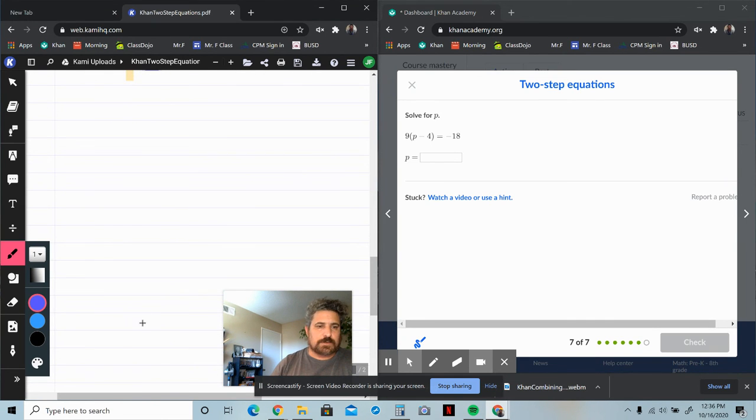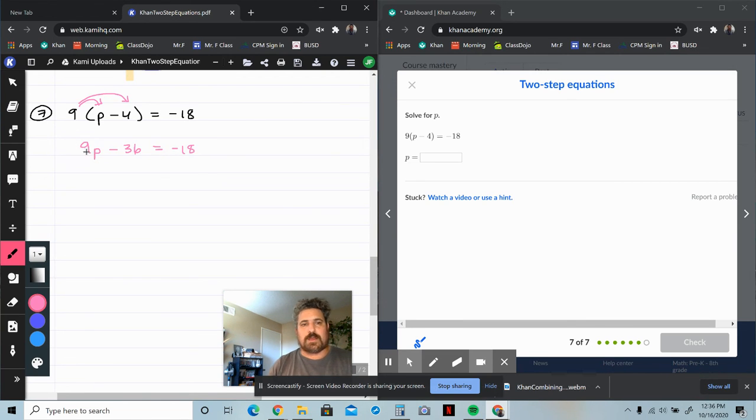So let's jump in there and do that. So this is 9 times the quantity of p minus 4 equals negative 18, and this is number 7. And like I said, I like to distribute first, so I would do 9 times p and 9 times negative 4, and that becomes 9p minus 36 is equal to negative 18.